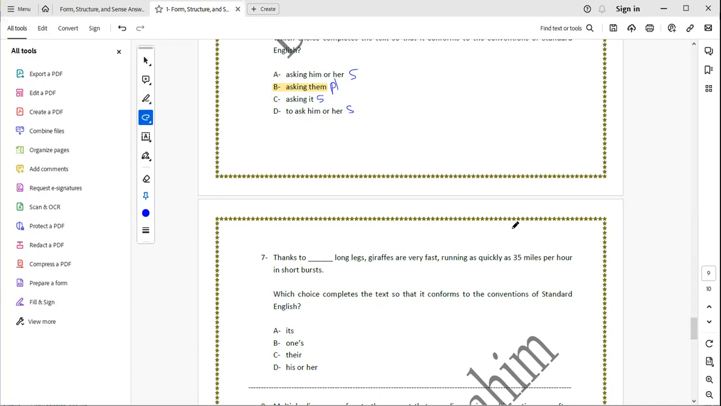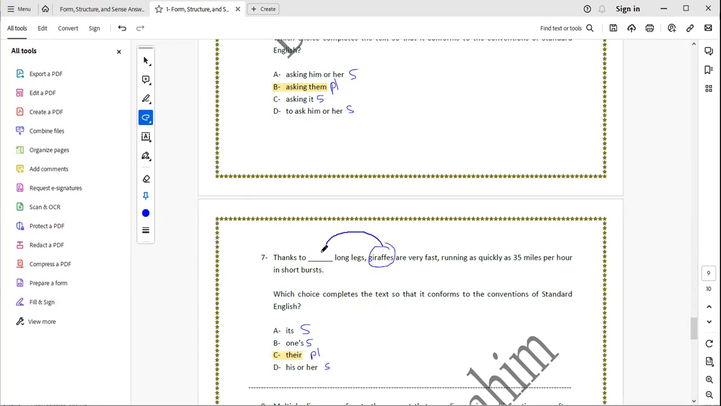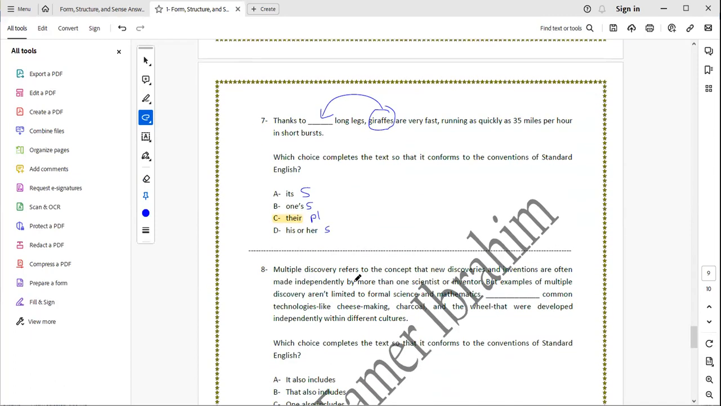Again, guys, it's singular, one singular with their plural, with his or her singular. So the answer is going to be there. Take care please. Let's find. Thanks to long legs, giraffes. There. Let's find what comes after.